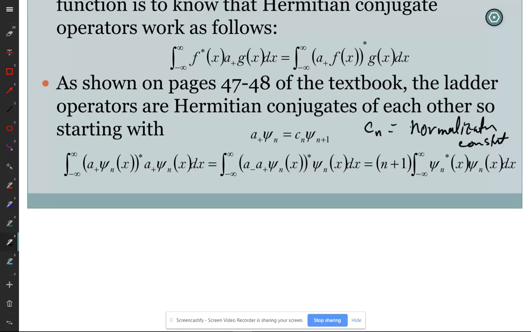And so if I want to find the normalization for my n plus 1 state, what I have here is, and I'm going to use Dirac notation to make this the shortest possible. So I'm going to have, actually, yeah.